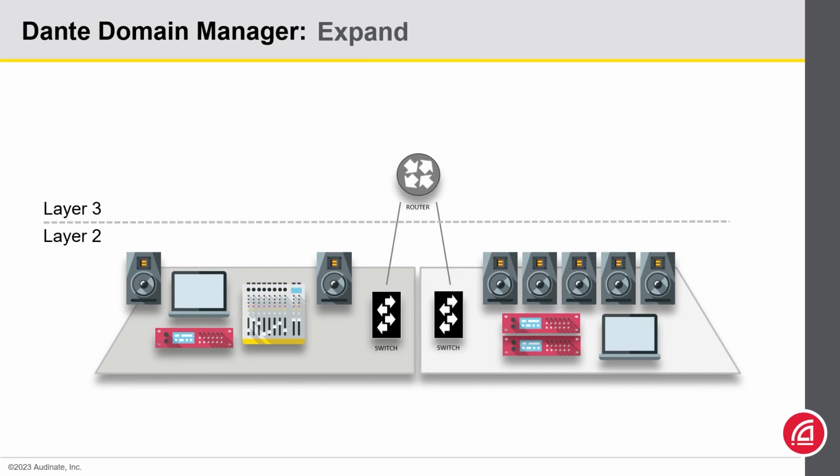Another major feature of Dante Domain Manager is the ability to expand the Dante network beyond a single segment, whether it be a subnet or a VLAN, allowing you to traverse a Layer 3 network. This means that you can now have Dante designs where devices exist in different VLANs, such as multiple rooms, floors, or buildings, and they act as a single system. You can now deploy large-scale Dante systems over 1,000 devices.